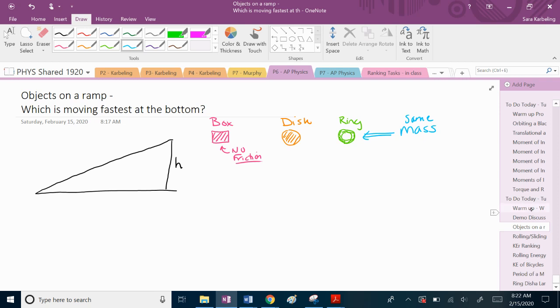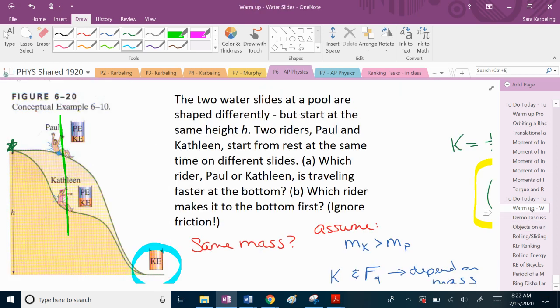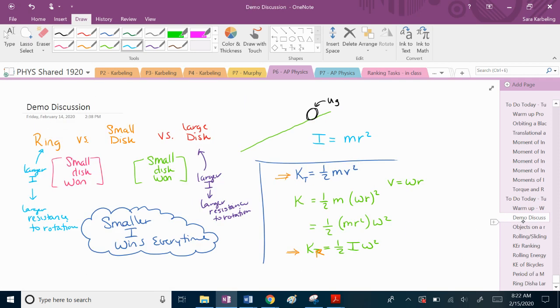Now, I'm just going to remind you that we spent much of our day on Friday analyzing two different pieces. So this was Paul and Kathleen. We asked which one is traveling faster at the bottom and then which one makes it to the bottom first. So on Friday, at the end of the day, when we were doing our demo, we did talk about who made it to the bottom first, but we didn't ask who's moving faster at the bottom.